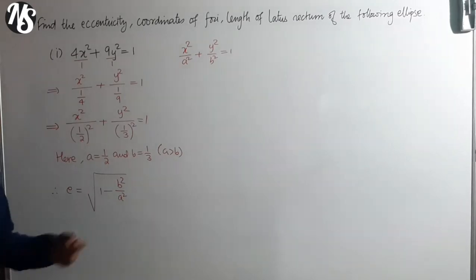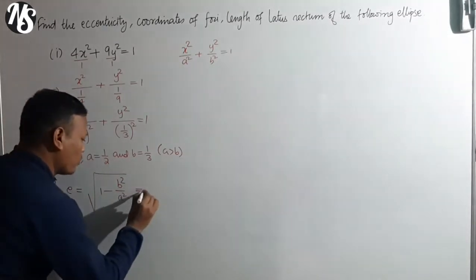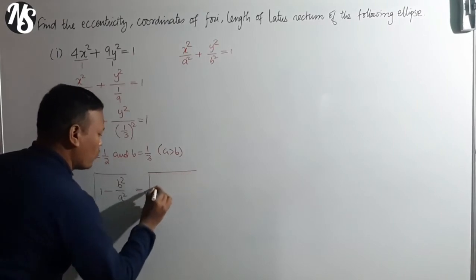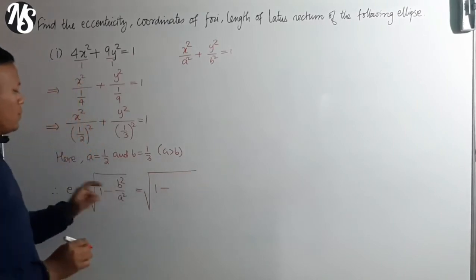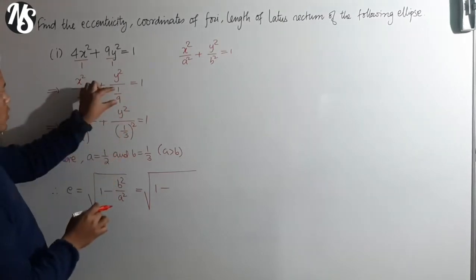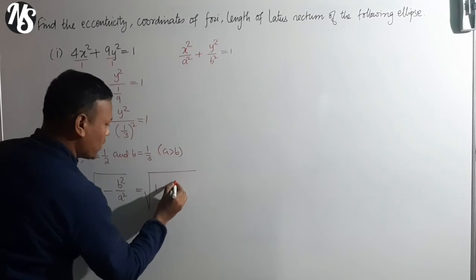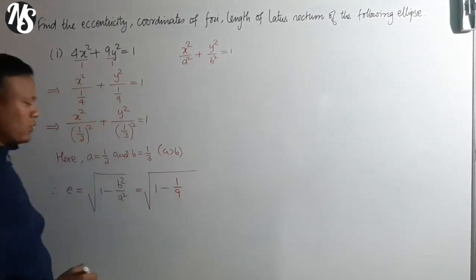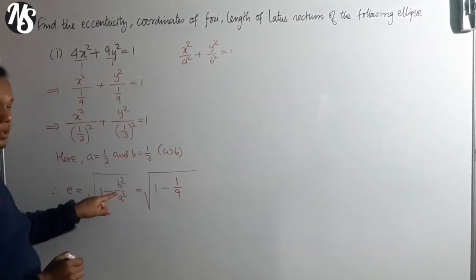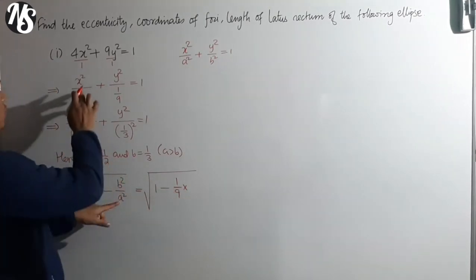This is the formula, isn't it? So let's put the value and see. So we have square root of 1 minus b square. So b square is 1 by 9. So this is your b square, isn't it? So b square is 1 by 9. Okay, so let me directly do it out here. So this division becomes multiplication. A square is 1 by 4.